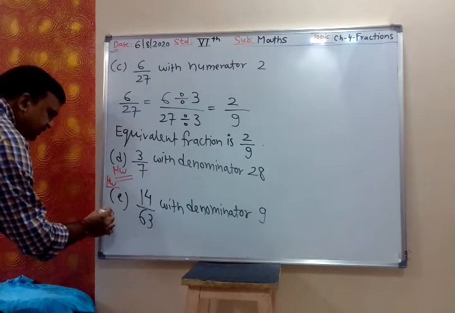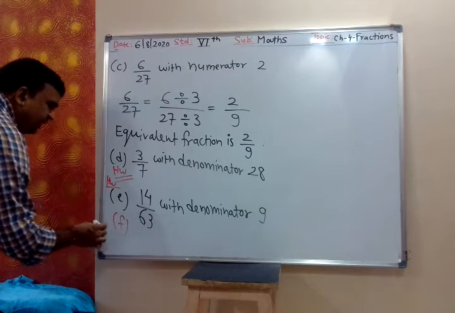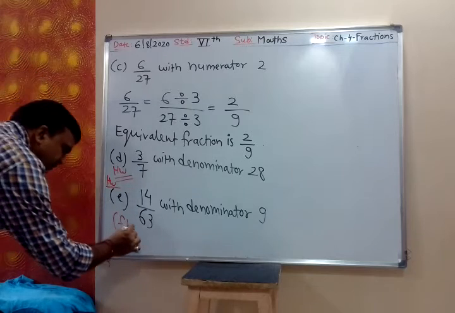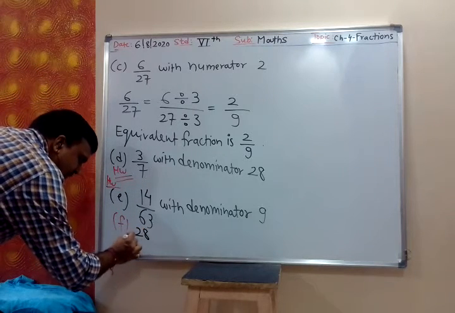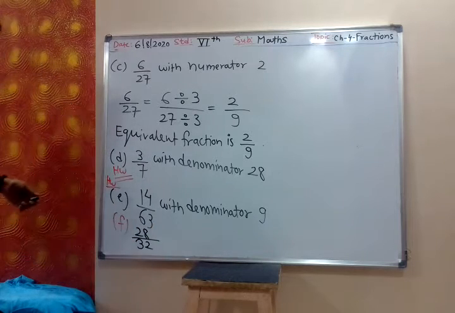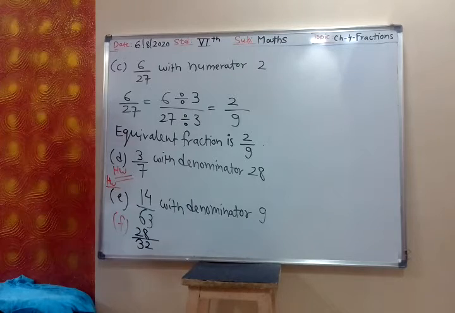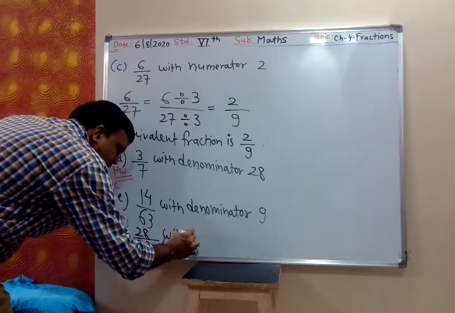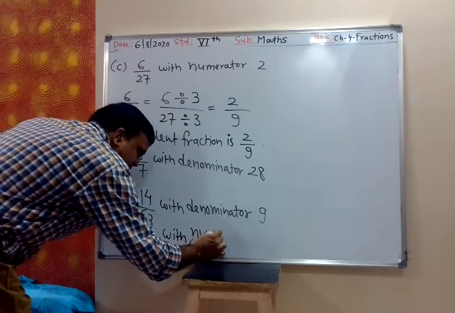Now F, wait, F is 28 upon 32 with numerator 7.